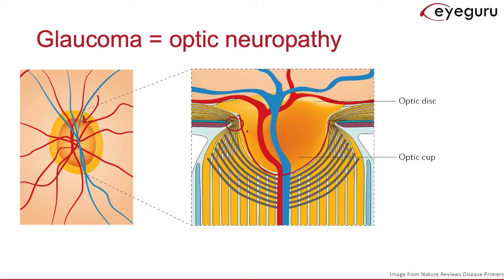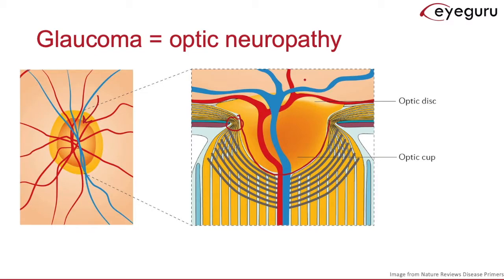Now, it's important to note here that while increased IOPs or intraocular pressures is a significant risk factor for glaucoma, it is not a prerequisite for diagnosis. Some patients can have glaucomatous optic neuropathy without elevated IOPs, and some individuals with high IOPs can live their entire lives without developing optic neuropathy.